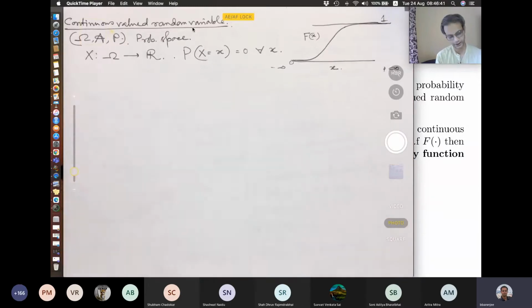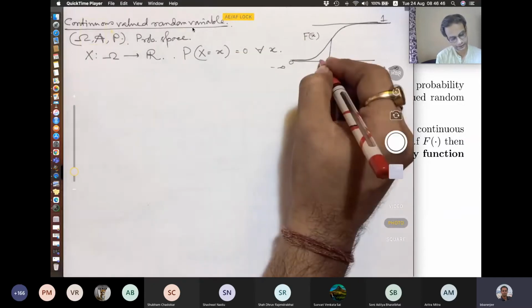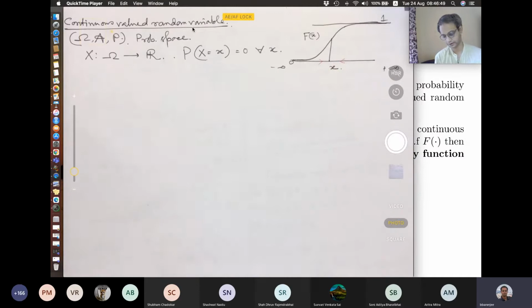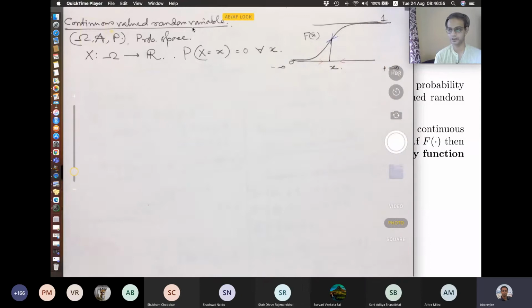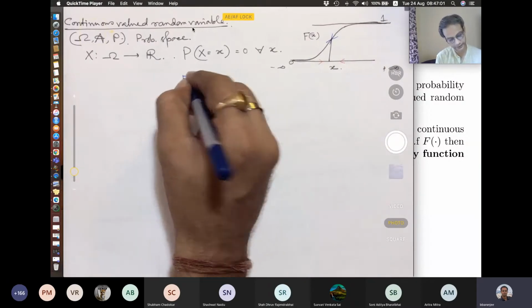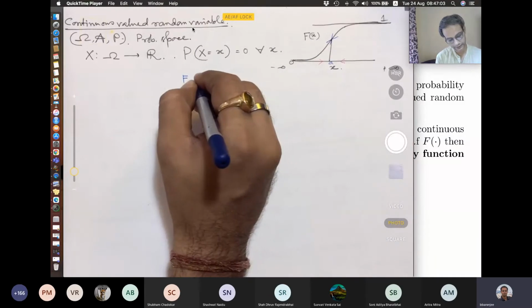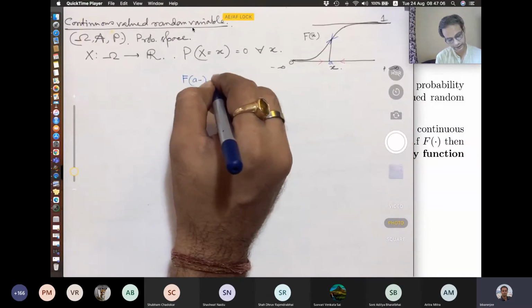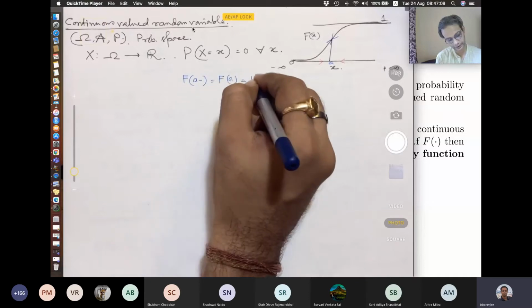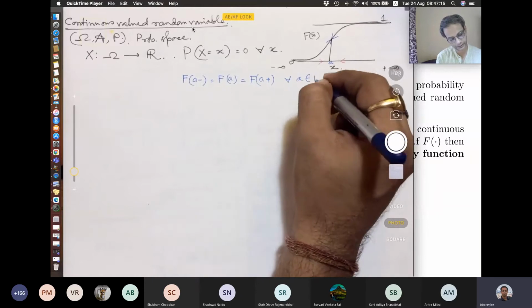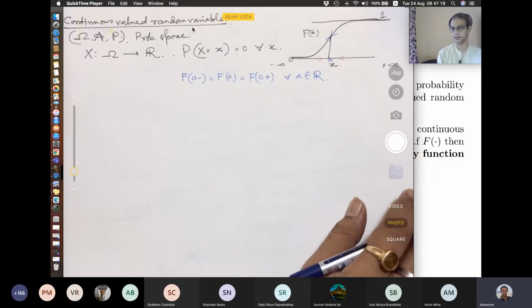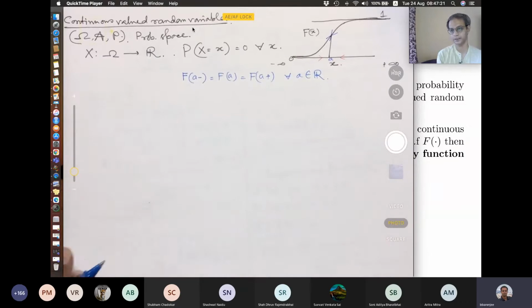So if you go from any point, from left hand side and right hand side, these both limits will meet together, there will be no problem. So let us call F(a minus) equals F(a) equals F(a plus) for all a. That thing holds for the CDF.